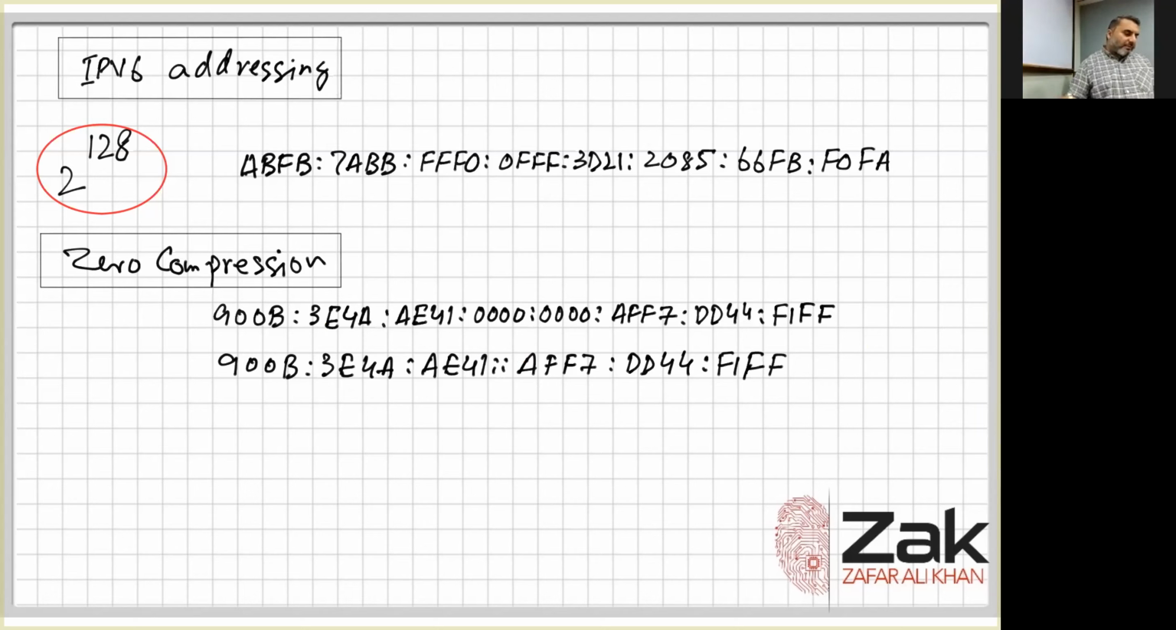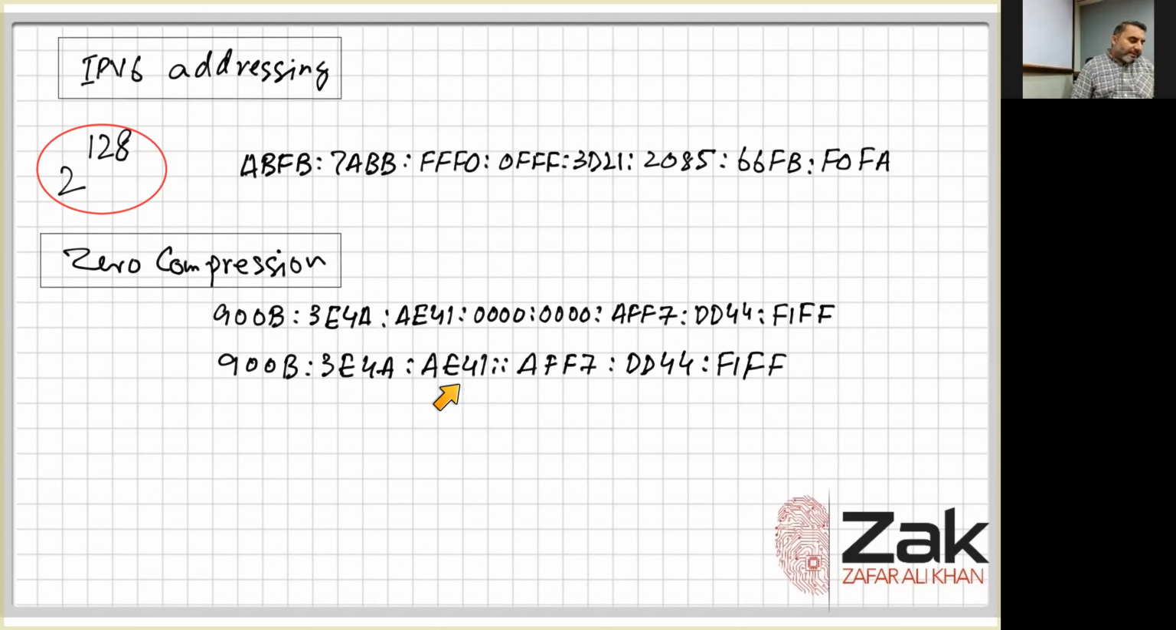The zero compression can only be applied once to an IP version 6 address. Otherwise, it would be impossible to tell how many zeros were replaced on each occasion where it was applied, so we can only apply it once.